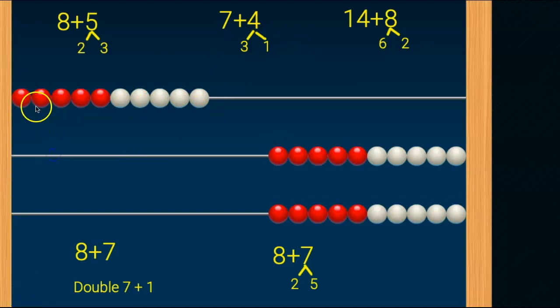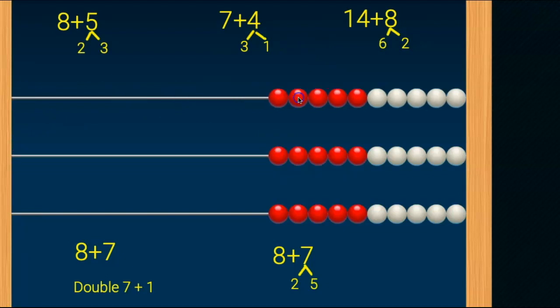Let's see how we can use the make 10 strategy to solve the next problem, 14 plus 8. We can go to the next 10, which is 20, by adding 6. So let's decompose 8 into 6 and 2.